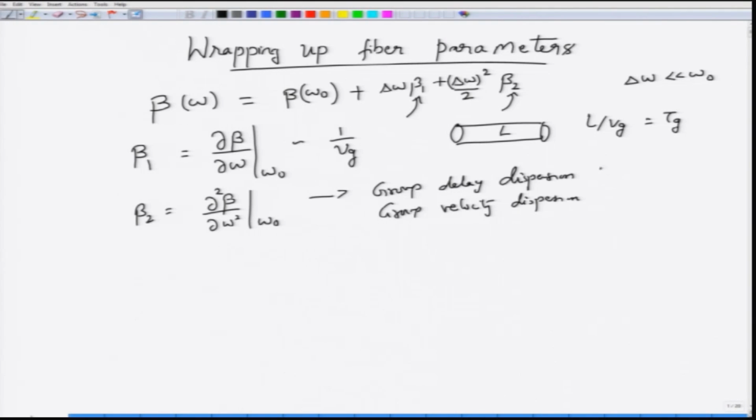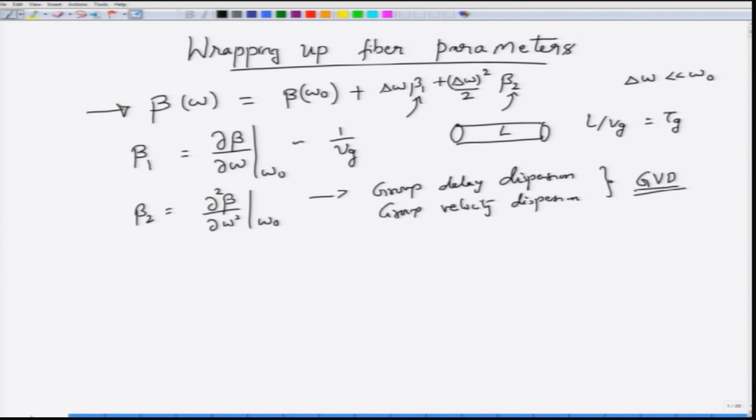Sometimes it is not specified which one you are talking about, but the context should make it clear. This is typically called the GVD parameter, although strictly speaking beta 2 should be called group delay dispersion, and 1 by beta 2 should be called the group velocity dispersion. Anyway, the point to note here is that dispersion, whether it is material dispersion or waveguide dispersion, which we talked about in the earlier modules, can be encapsulated into this formalism where beta is a function of frequency.